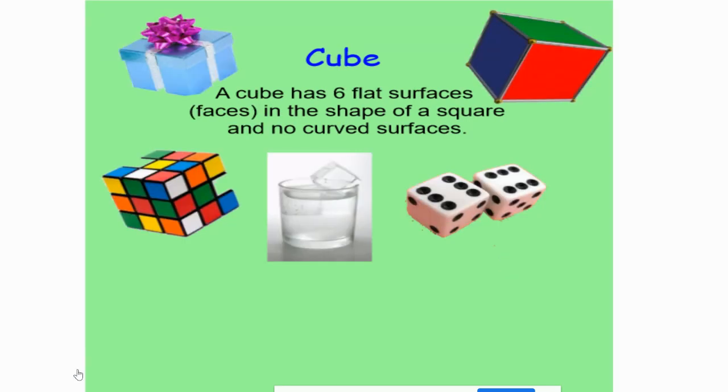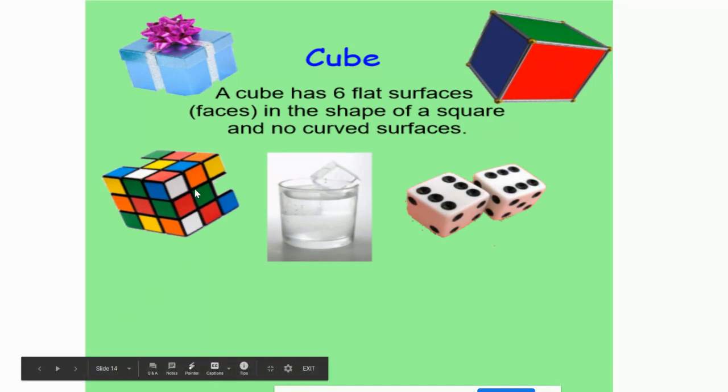Next one's a cube. Boys and girls, a cube has six flat surfaces or faces in the shape of a square. Every side is a square glued together to make a cube, like our Rubik's Cube, like our dice, like this present.